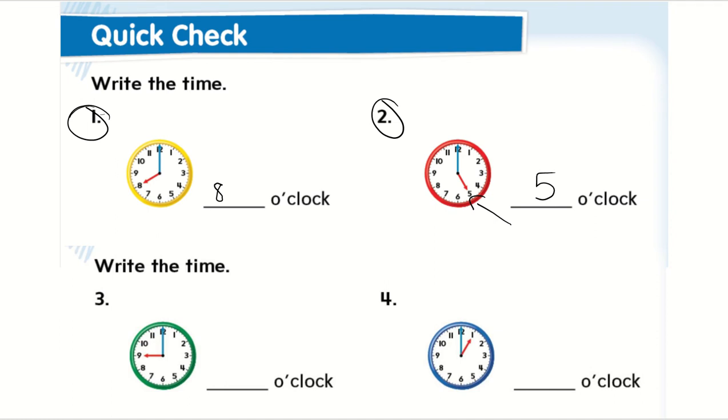Let's take a look down here at the bottom. Same exact thing. Our minute hand is on the 12, so that means 0 minutes. I'm looking here at the hour hand. It's pointing directly at the 9, so we have 9 o'clock. And the last one here, boys and girls. Again, minute hand at 12, hour hand at 1 o'clock.